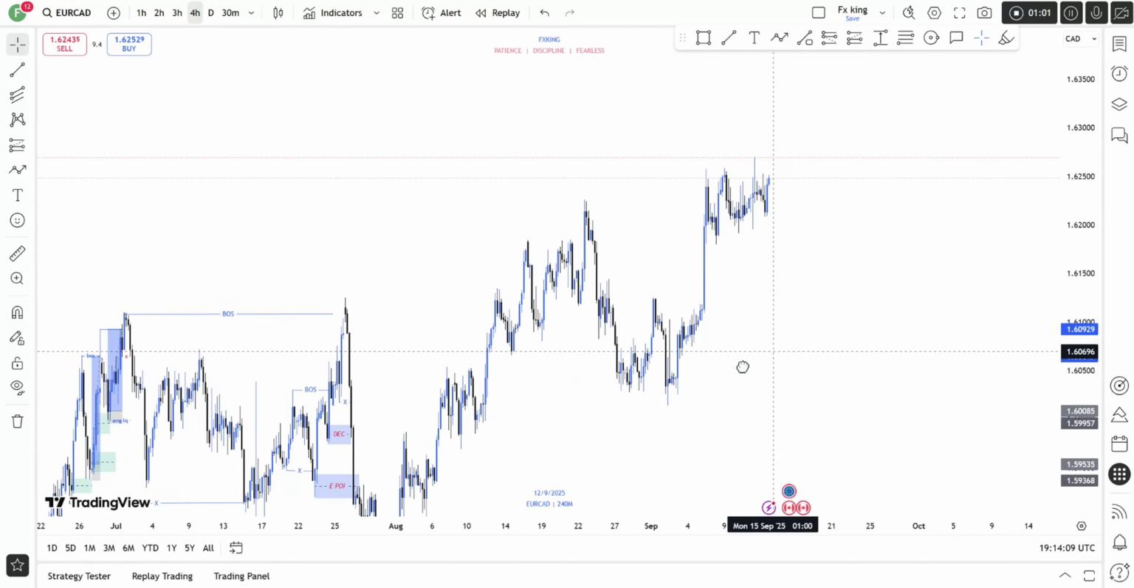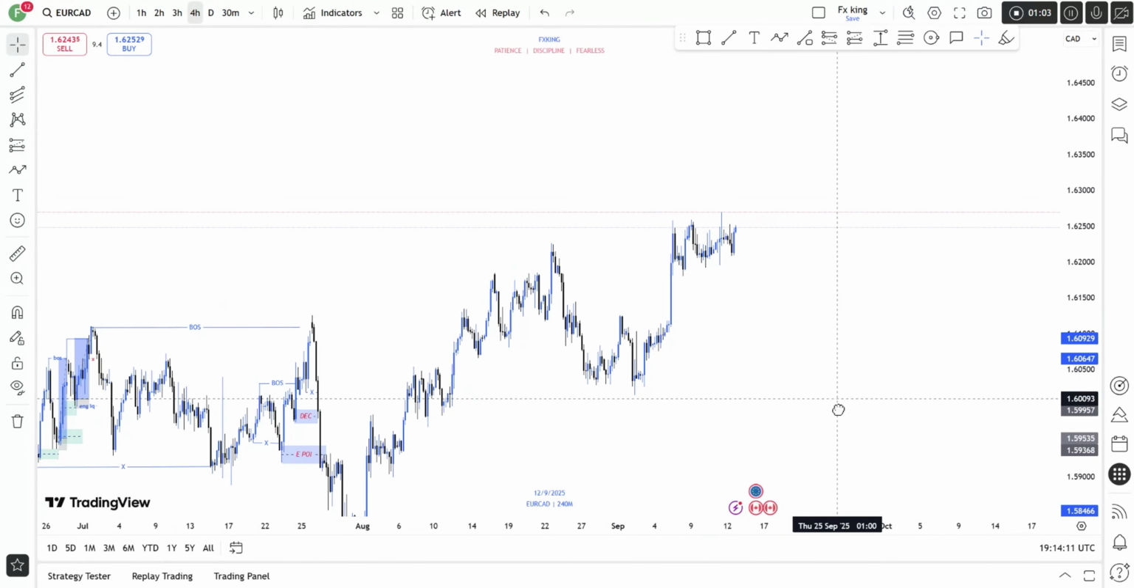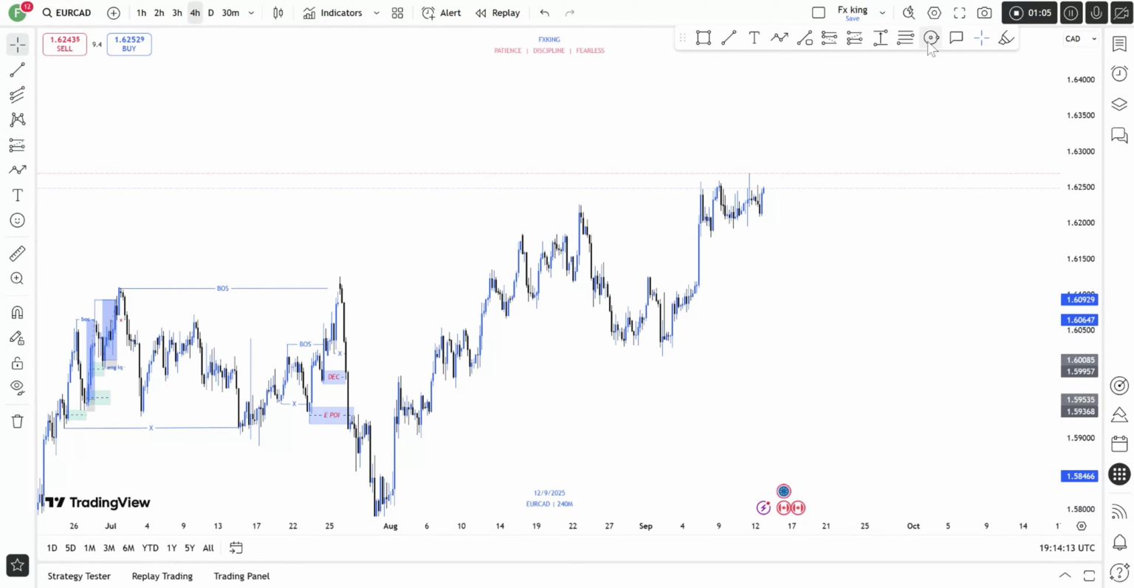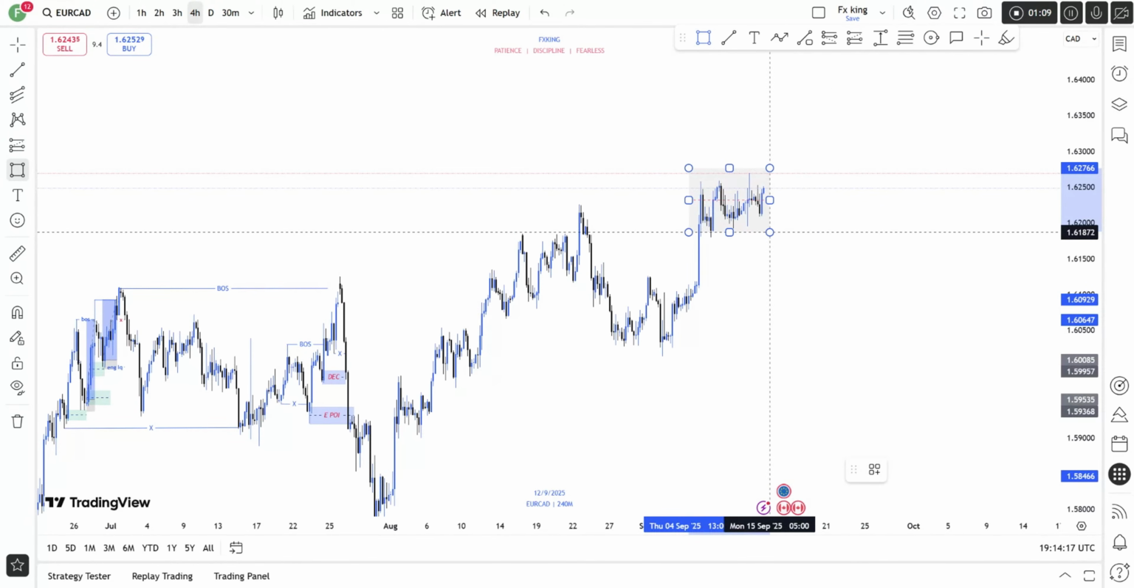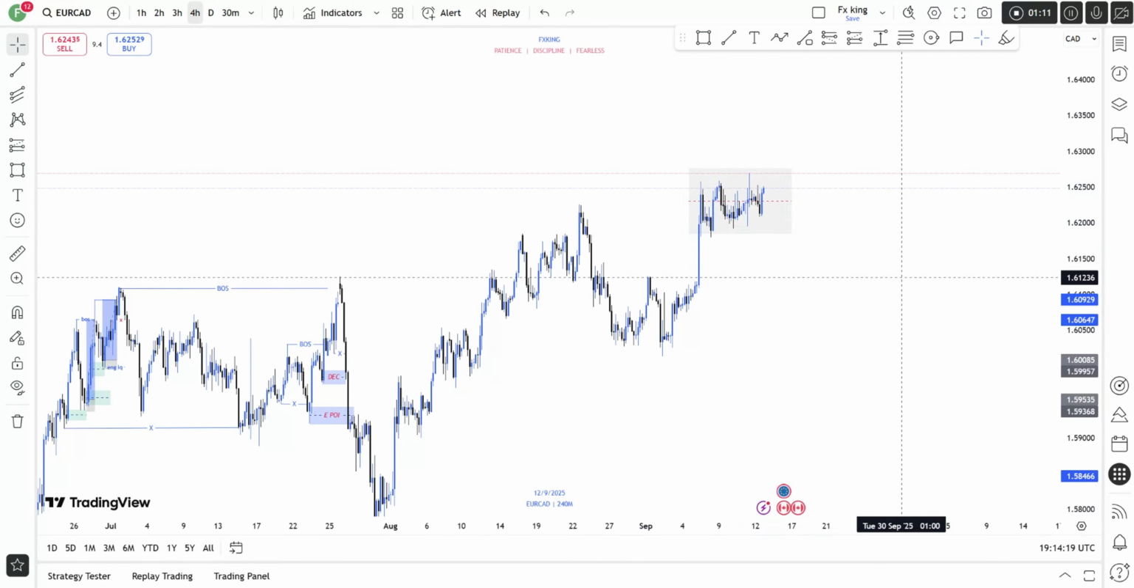Okay. So the trade I gave you guys last week was focused on a zone that occurred inside here. Now, there were some criteria to this trade that I gave you.